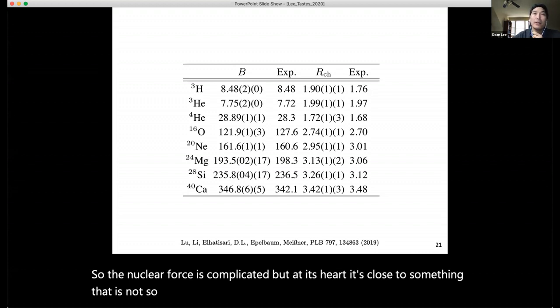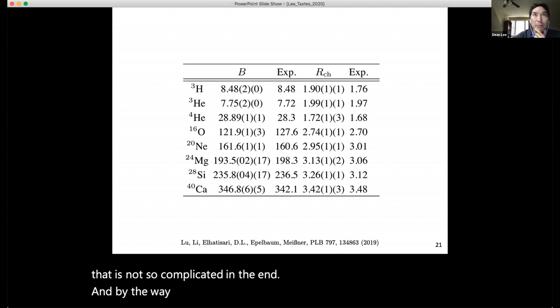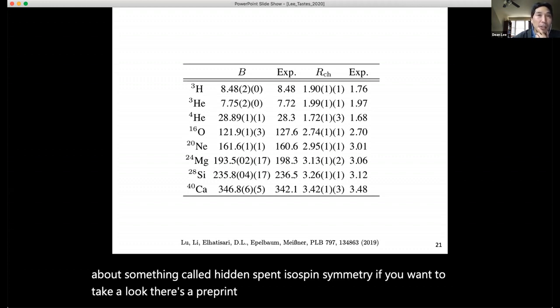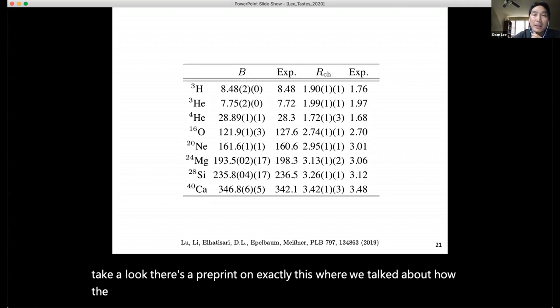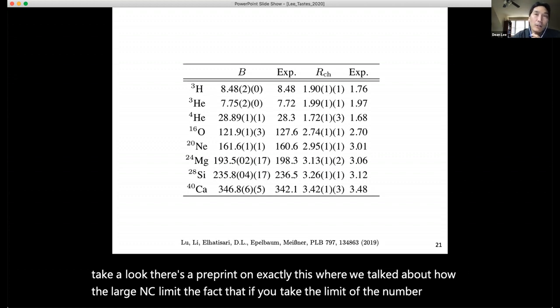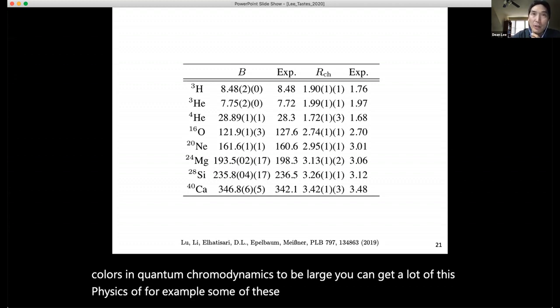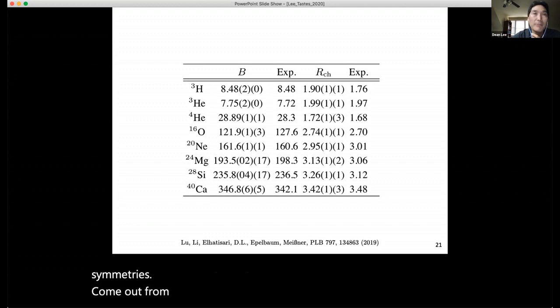Okay. And by the way, we also have a recent preprint we put out where we talk about something called hidden spin isospin symmetry. If you want to take a look, there's a preprint on exactly this, where we talk about how the large NC limit, the fact that if you take the limit of the number of colors in quantum chromodynamics to be large, you can get a lot of this physics of, for example, some of these approximate symmetries, come out from the large NC limit.